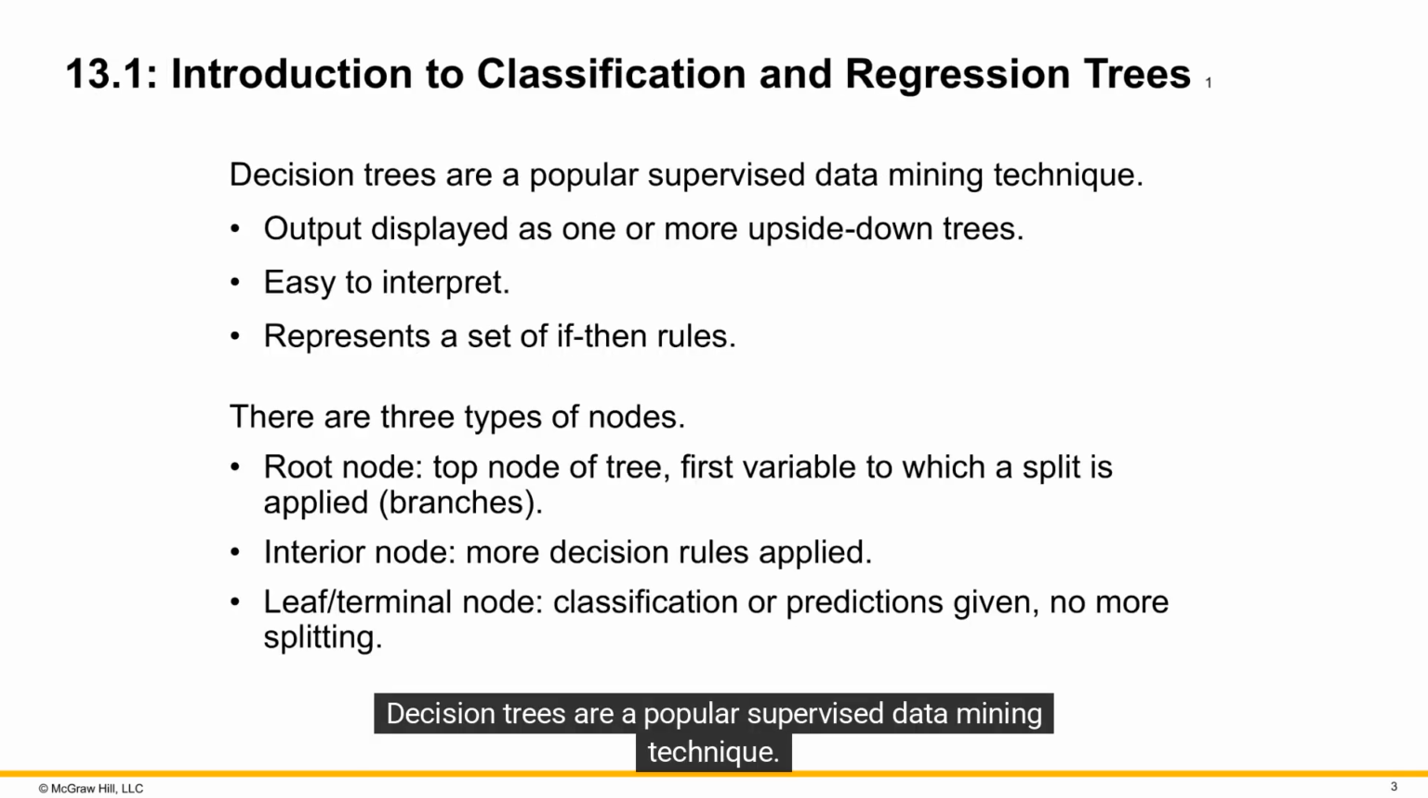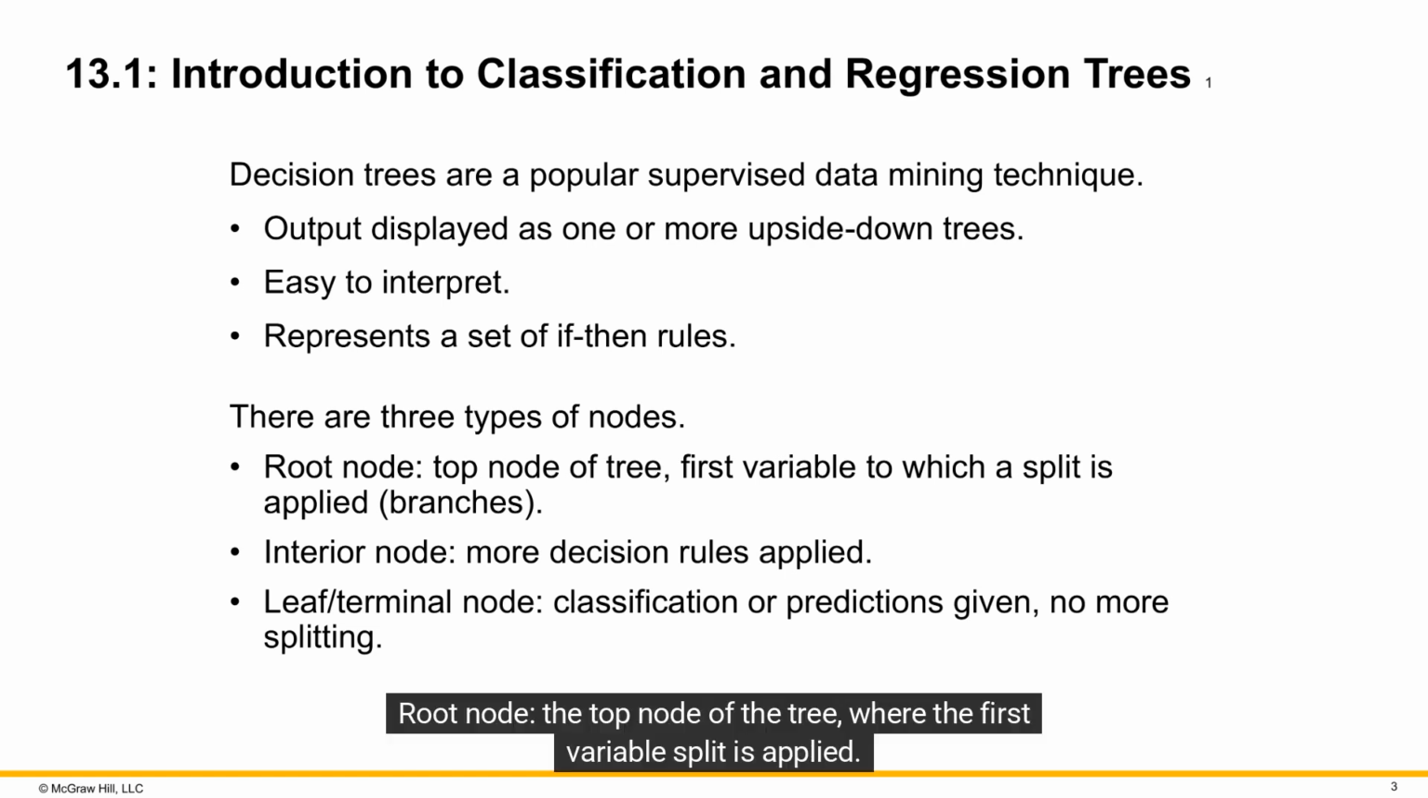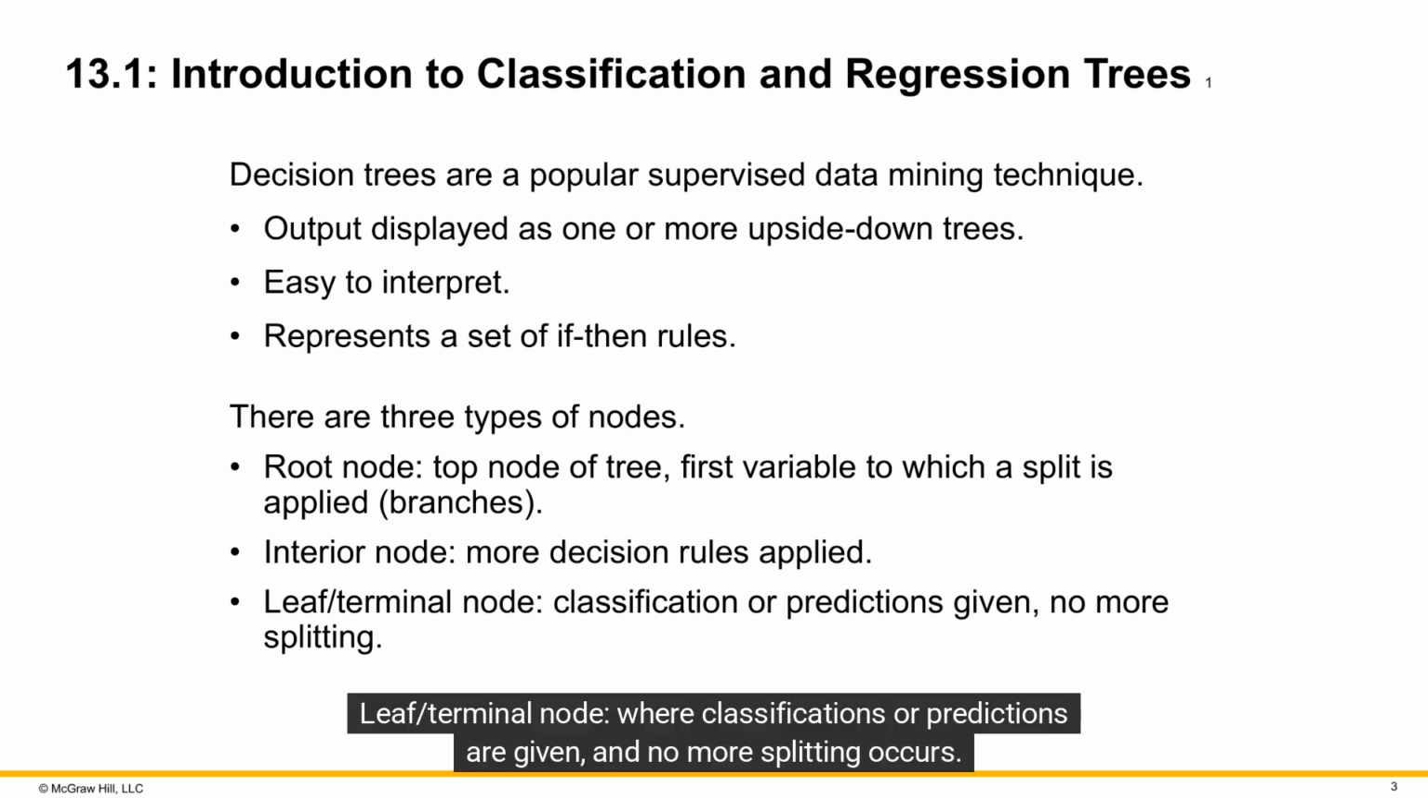Decision trees are a popular supervised data mining technique. They are easy to interpret and represent a set of if-then rules. There are three types of nodes. Root node, the top node of the tree where the first variable split is applied. Interior node, where more decision rules and splits are applied. Leaf terminal node, where classifications or predictions are given and no more splitting occurs.